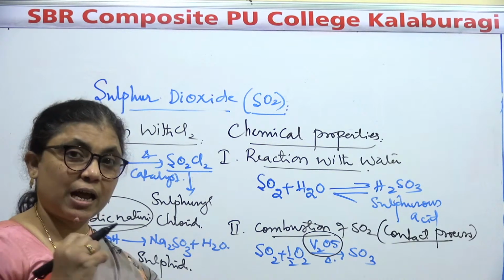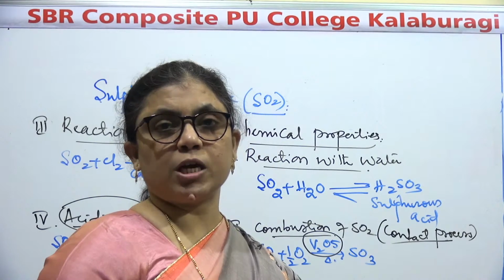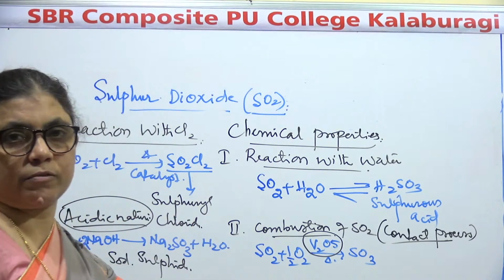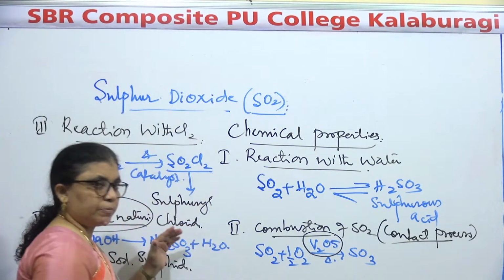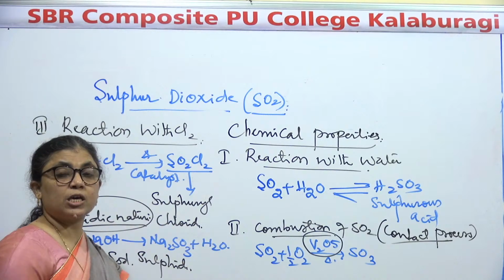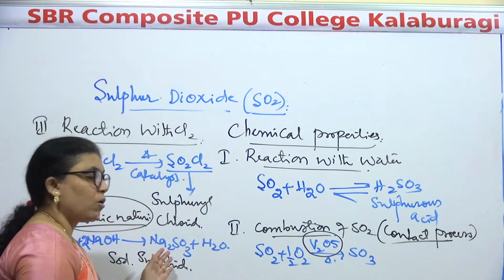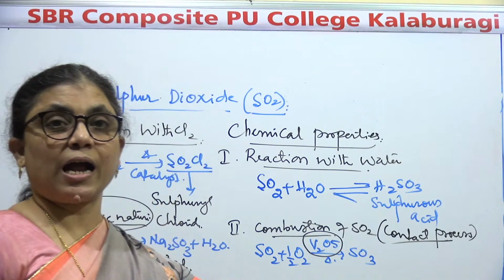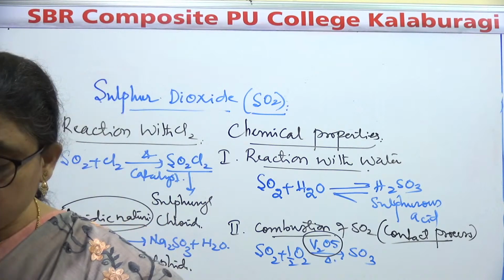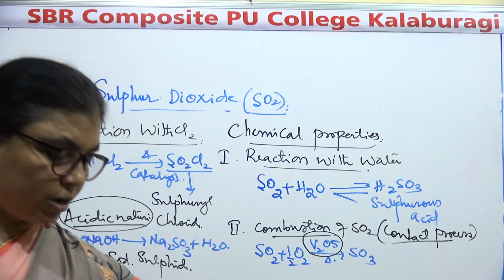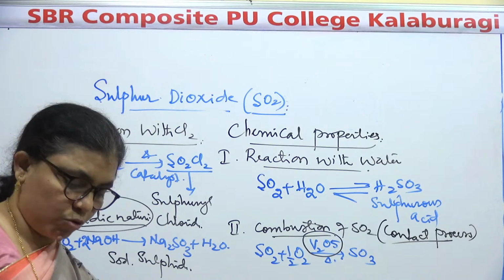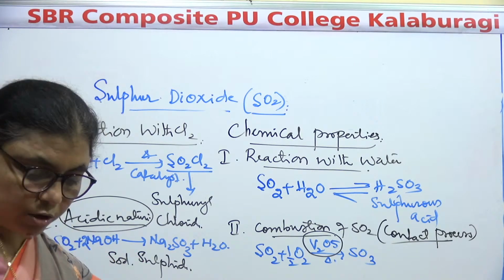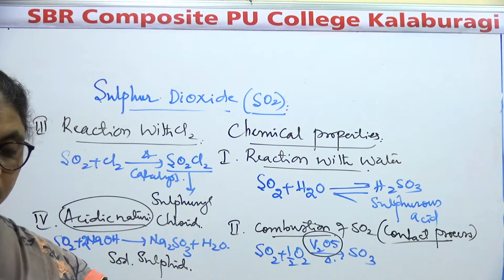Due to its acidic character, it can act as a bleaching agent. What do you mean by a bleaching agent? Something which can convert colored substances into colorless ones is called a bleaching agent. Sulfur dioxide is not only a bleaching agent, it can also act as a reducing agent. As a reducing agent, it can convert ferric salt, Fe3+, into ferrous salt in water, in acidic medium.